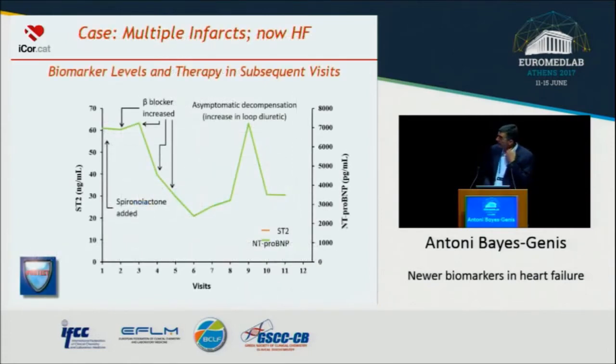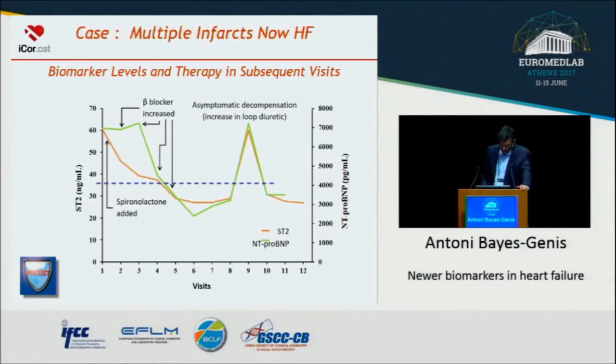Just a very simple example. For ST2, we have this clinical patient, in green NT-proBNP, very high NT-proBNPs of 7,000. At the beginning, we are starting with spironolactone, beta blockers, and it starts to go down, but it never goes down to the optimal cut point, which is 1,000. The patient remains between 2,000 and 3,000, and these are high numbers.